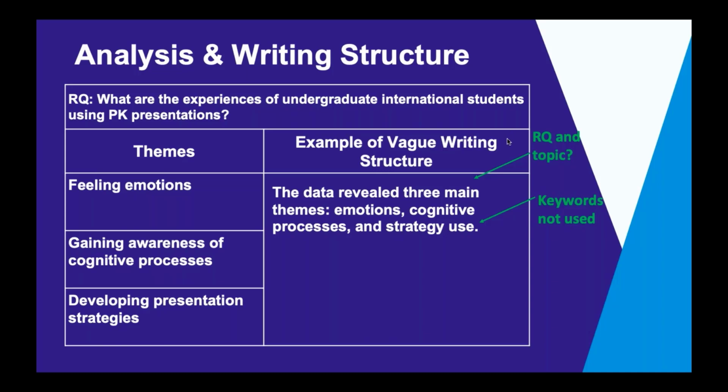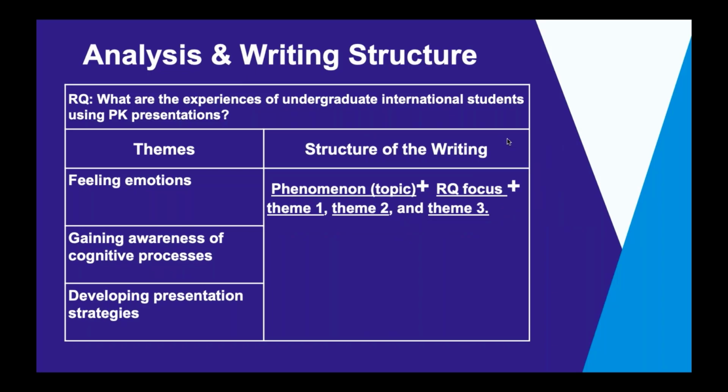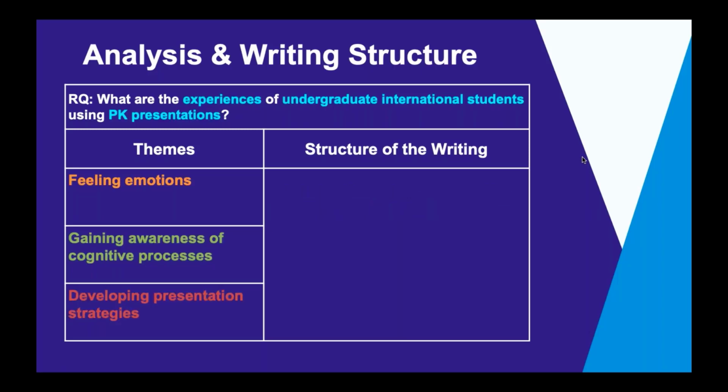So let's go and see what this structure will look like. It is definitely a formula. We have the phenomenon, which is the topic, the research question focus, plus the themes, 1, 2, and 3. If I have 5 themes, then it would be all 5 themes, okay? So let's see what that looks like in writing, once I give it another go here.